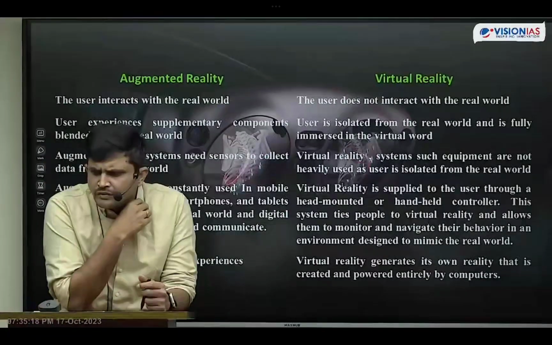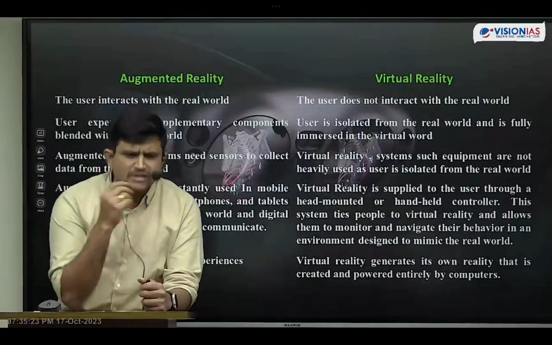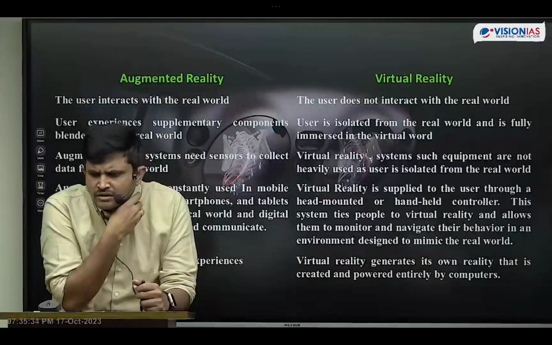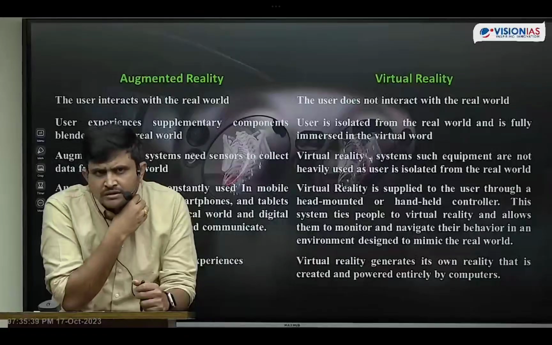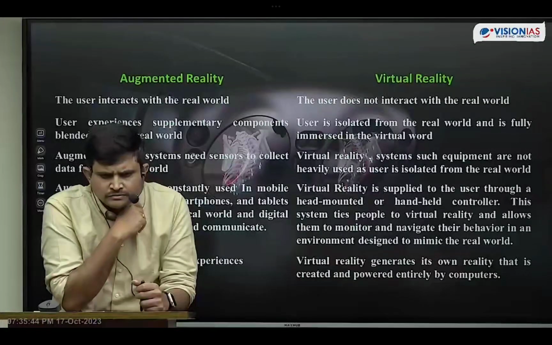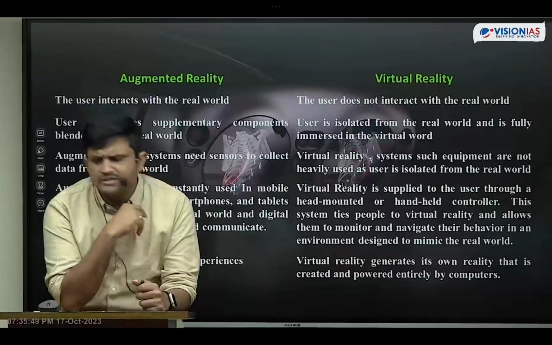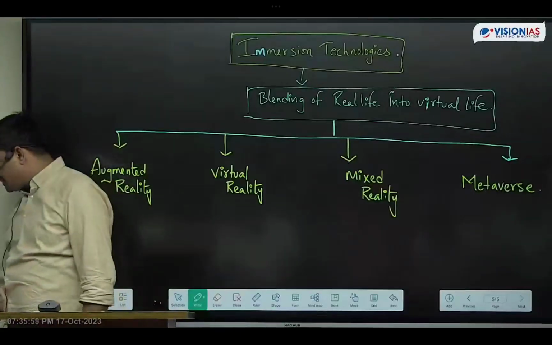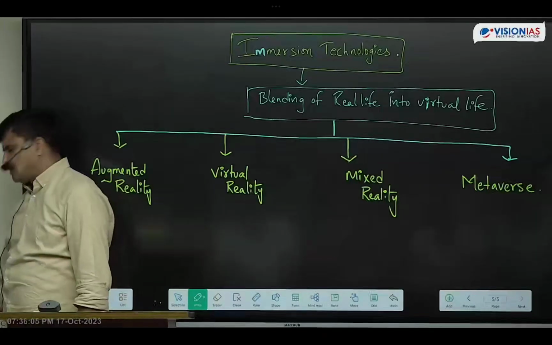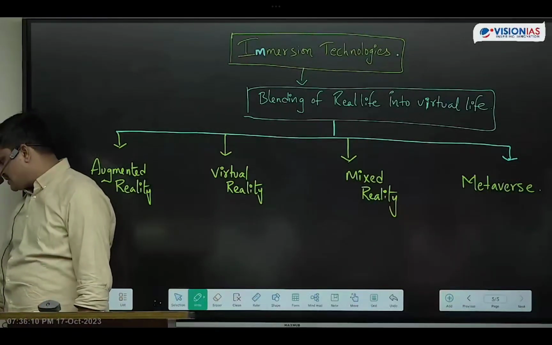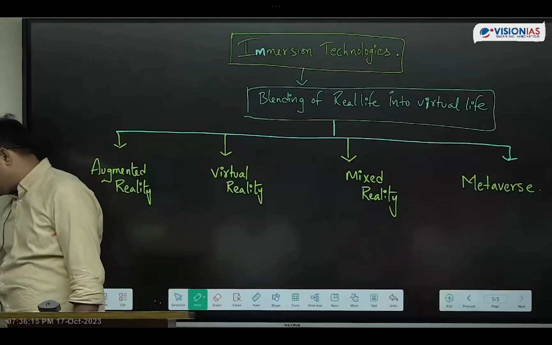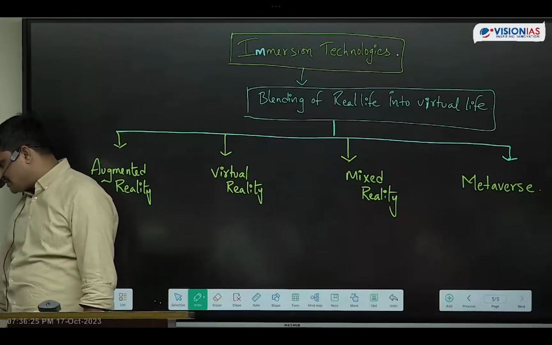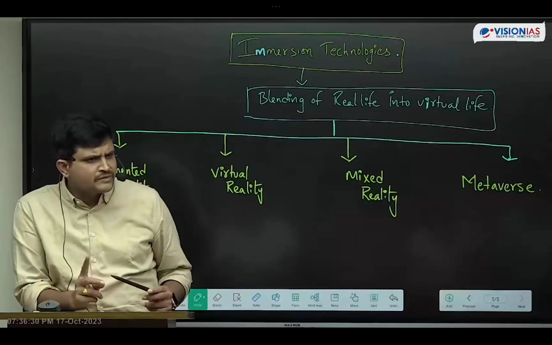Next one. In virtual reality, the user cannot differentiate between artificial and real world. But in augmented reality, users can differentiate between artificial as well as real world. These are the two basic differences between augmented reality as well as virtual reality.